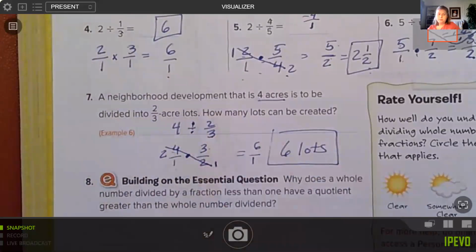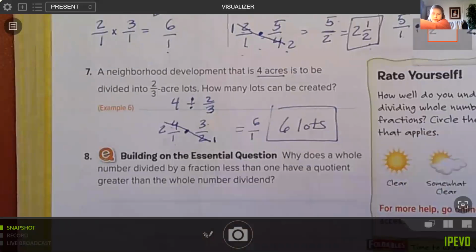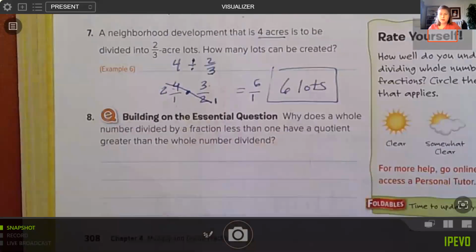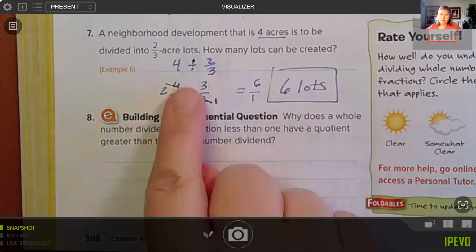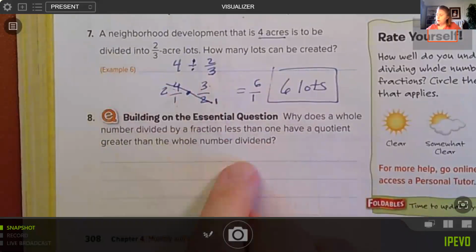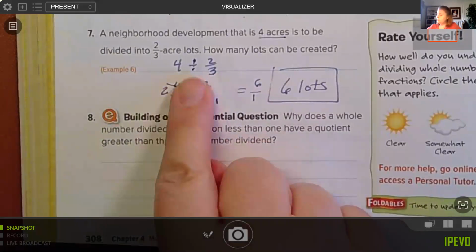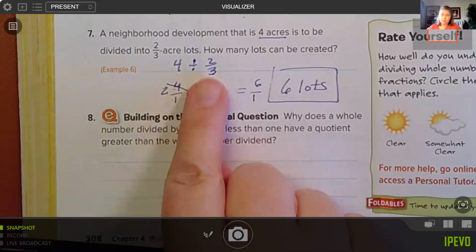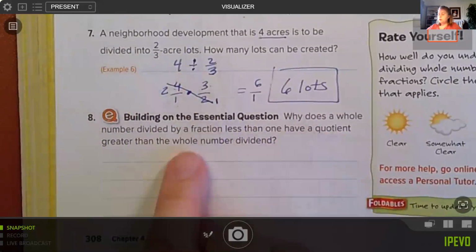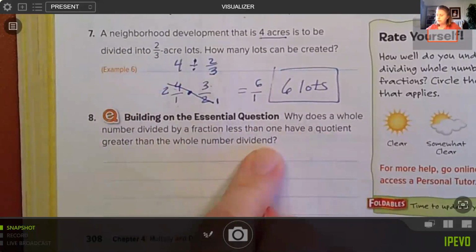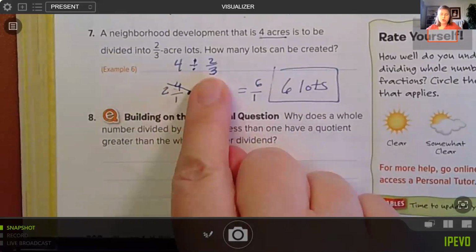Number 8, why does a whole number divided by a fraction less than 1 have a quotient greater than the whole number dividend? Basically what we're asking is very similar to the question we just did. Here's a whole number, 4, being divided by a fraction less than 1, because 2/3 is less than 1. Why does it have an answer greater than the whole number? The reason is that we're dividing it up into pieces that are smaller than 1. So obviously, we're going to get an answer that's bigger than the number we started with.